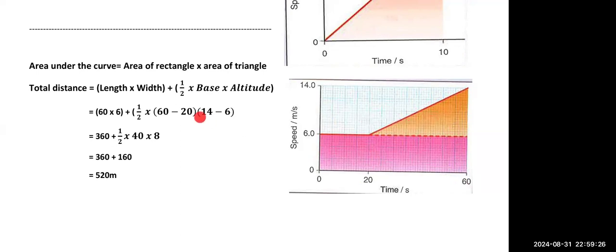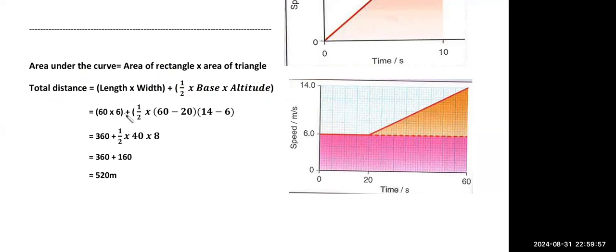Okay, so total distance will be: area under the curve is equal to the area of the rectangle, that is this one, and the area of the triangle, which will be this one. Total area under the curve will represent total distance. So the area of the rectangle will be equal to length multiplied by width, and the area of a triangle will be half of base multiplied by altitude. I have told you in the above example.